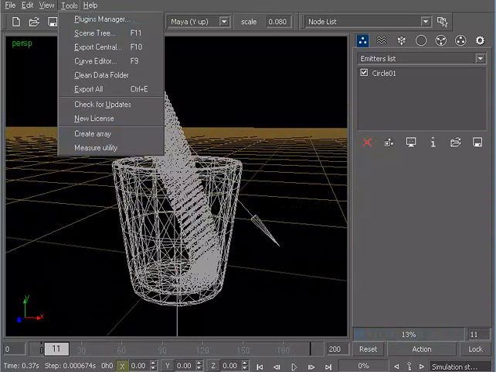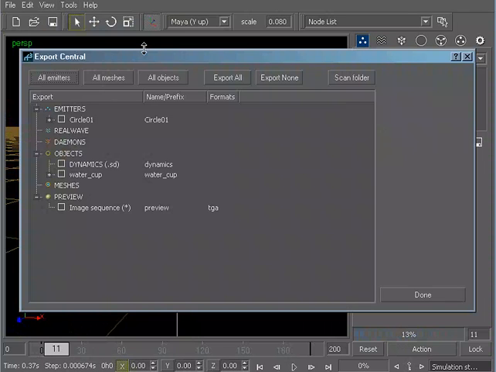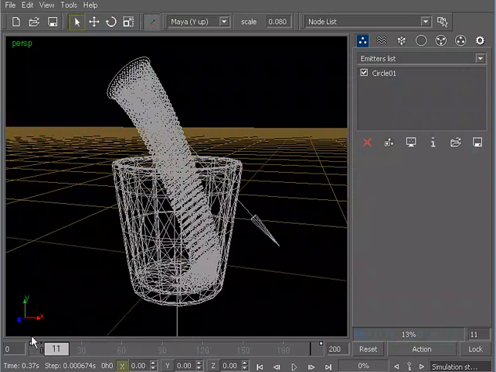Here's where something called the Export Central comes into play. Now, if you look at the Export Central, it's pretty straightforward. You have all of the objects that are currently in your scene, and then you can turn on what you actually want Realflow to export. And I'll explain in just a second exactly what is going on here. So let's say, for example, that I want to turn on my Circle 1 emitter to be exported. So I just turn on the checkbox, close this dialog box, and now if you look really closely, you can see in the upper corner of my timeline there's this little blue box.